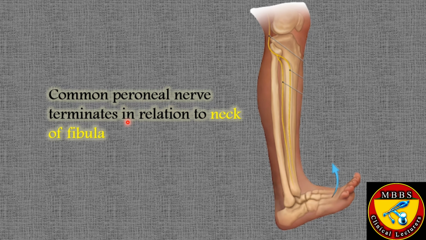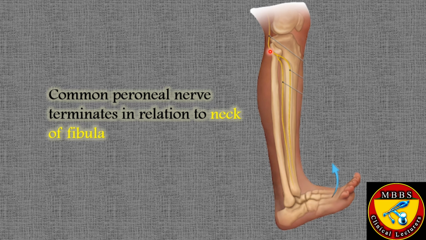The common peroneal nerve terminates in relation to the neck of the fibula. As you can see, this is the common peroneal nerve, which is part of the sciatic nerve. The sciatic nerve is composed of two parts, the tibial part and the common peroneal part, which bifurcate behind the knee, in the popliteal fossa. So it divides into two terminal parts. The tibial part supplies the posterior compartment, whereas the common peroneal part winds around the neck of the fibula and enters the lateral compartment.